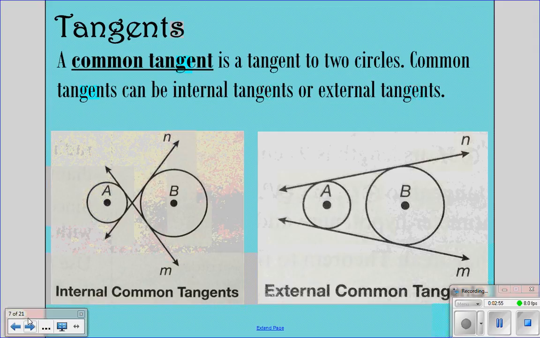So internal common tangents, the tangent lines are inside, in between the 2 circles. External common tangents, the tangent lines are outside. They're on the exterior of the circles. Okay? So internal, they're in between the 2 circles. External, the circles are on the inside. The lines are on the exterior.